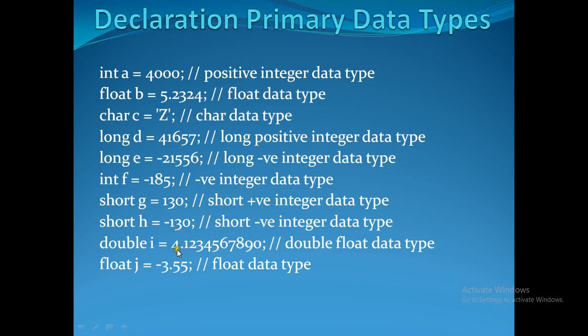Double: listen, the storage capacity of double and float is different. For float, the storage capacity is 4 bytes and double is 8 bytes. Similarly, you can look into that difference in the number of decimal values stored in double and float; there is a big difference. That is why float is 4 bytes and double's capacity is 8 bytes. Then another float data type is -3.55. These are the examples for your understanding.